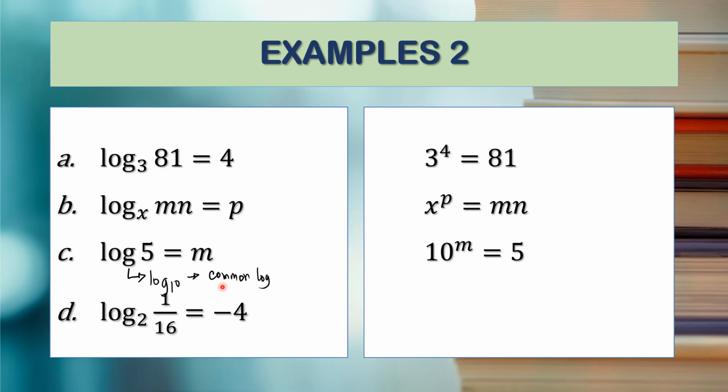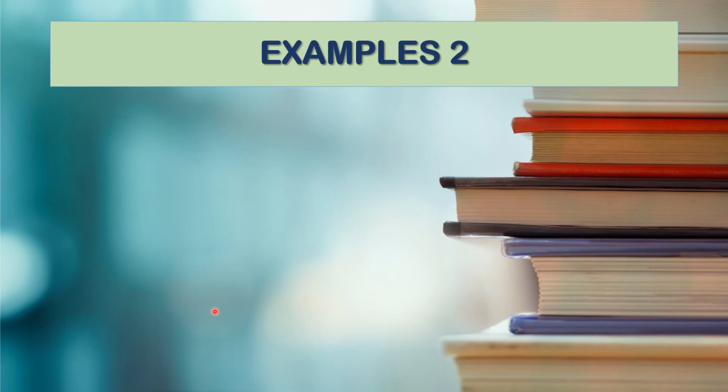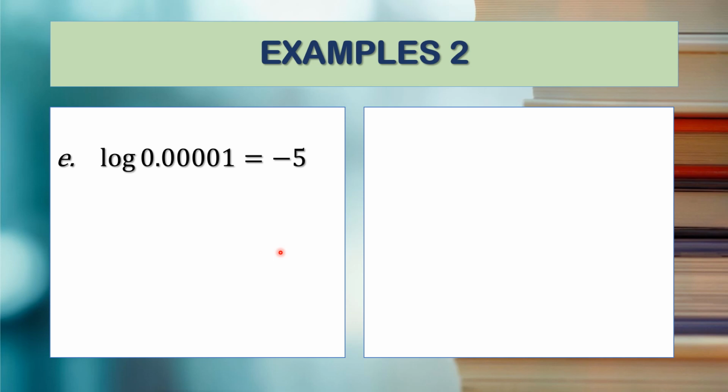Next, we have the log of 1 over 16 with base 2 is equal to negative 4. In exponential form, we have 2 raised to negative 4 is equal to 1/16. Next set of examples, we have the common logarithm of 0.00001 is equal to negative 5. Since this is a common logarithm, its base is 10. So in exponential form, we have 10 raised to negative 5 is equal to 0.00001.